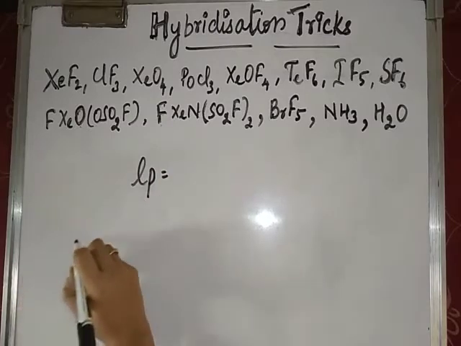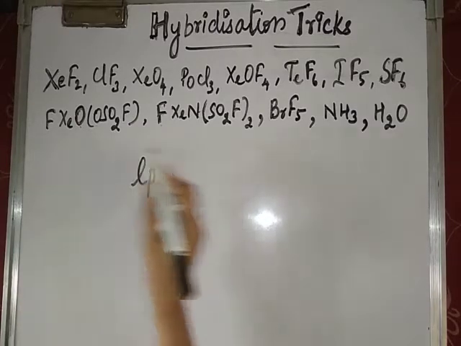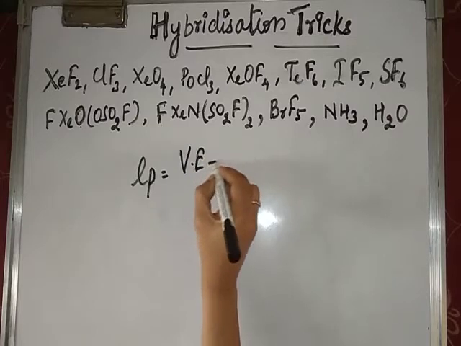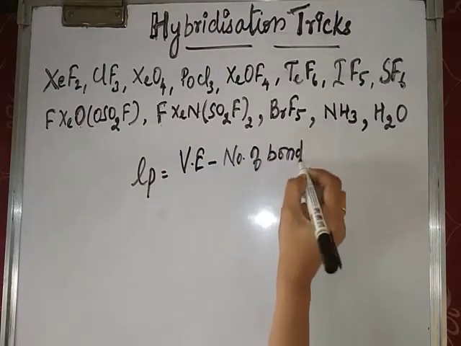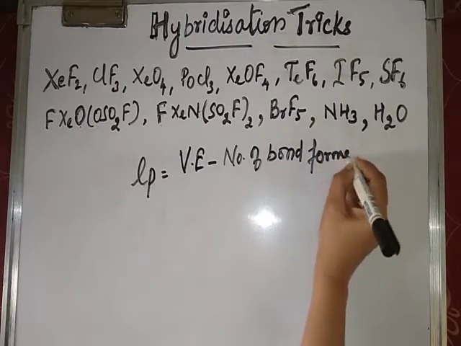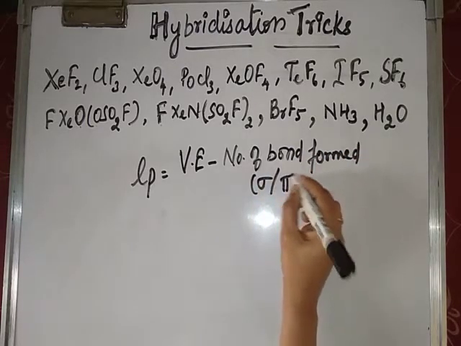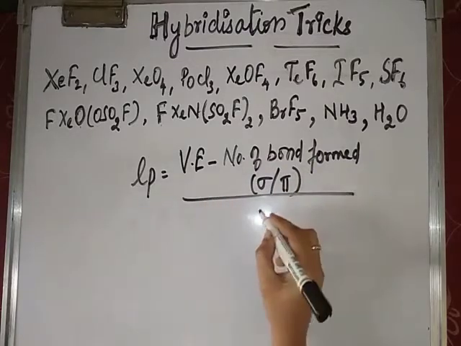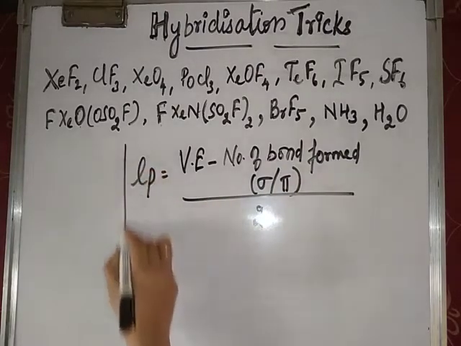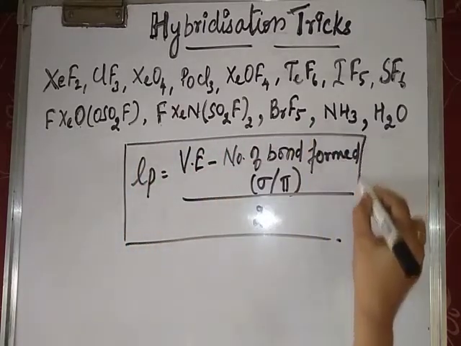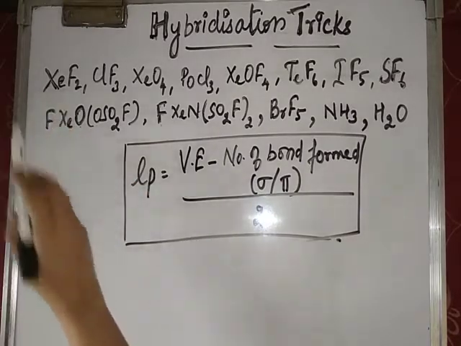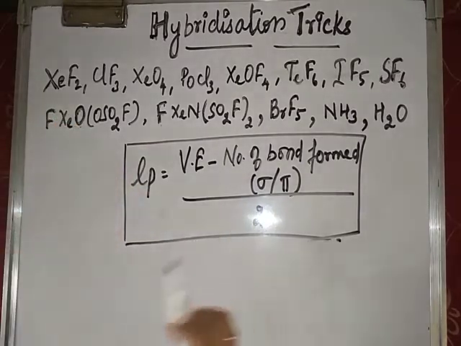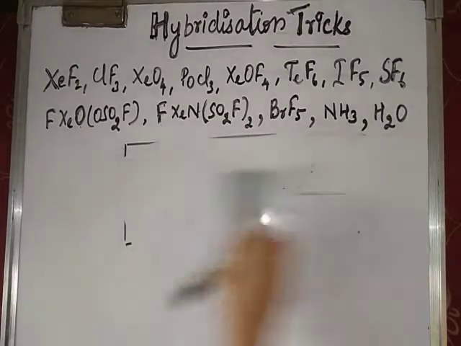First you need to calculate the lone pairs of electrons. What is the formula for that? Valence electrons minus the number of bonds formed with the central atom, whether it is a sigma bond or a pi bond, whatever it is, divided by 2. This is the formula. If you know this formula, you can calculate the lone pairs of electrons. With the help of the lone pairs and the number of bonds, you can easily find the structure and the hybridization also. Let us see one by one.